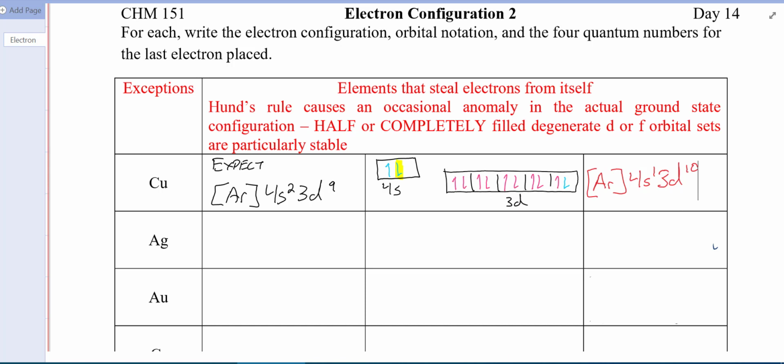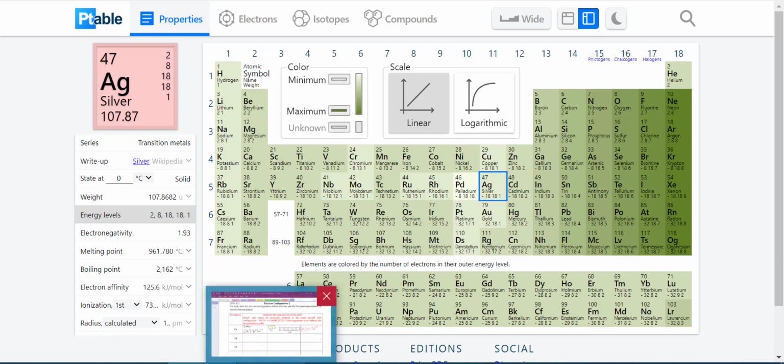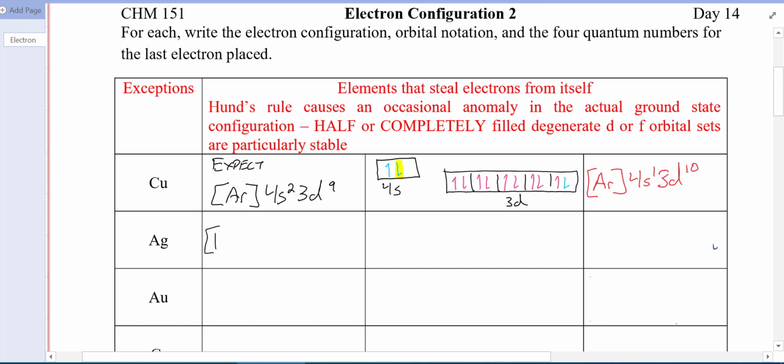So silver, what do we think happens with silver? We would expect silver, all right below here, to use krypton and 5s2 4d9. So we expect krypton 5s2 4d9. But as you can probably guess, we get krypton 5s1 4d10.